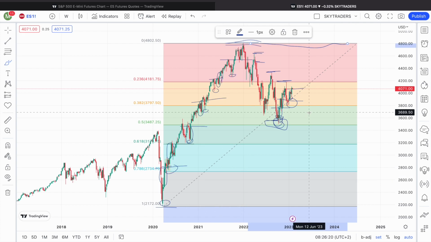But bear in mind, we're still in a bear market. The bear market is not over yet. So in the long term, you should be more cautious if you're holding or if you believe that you're going to hold starting from this level.